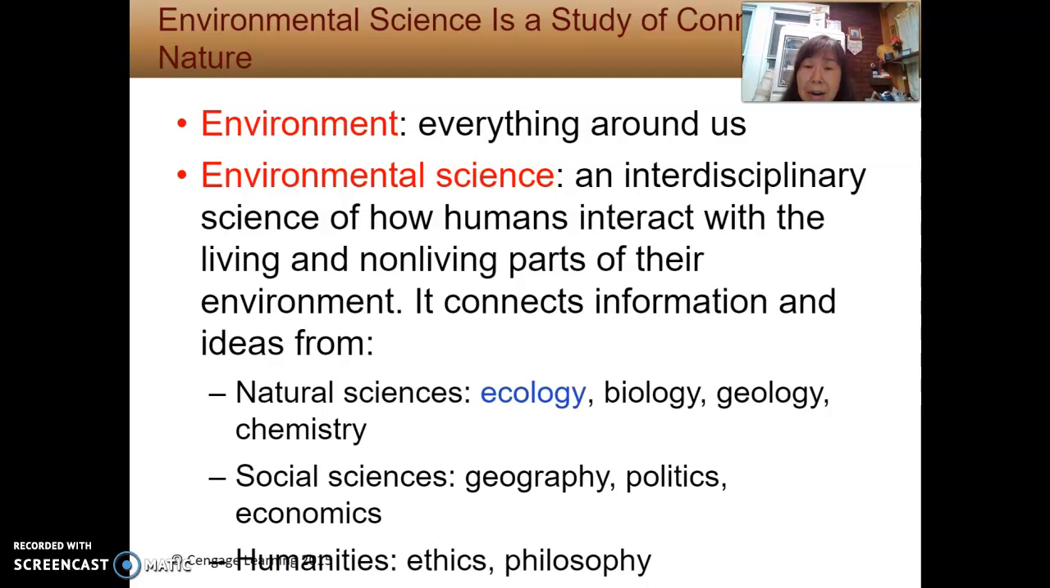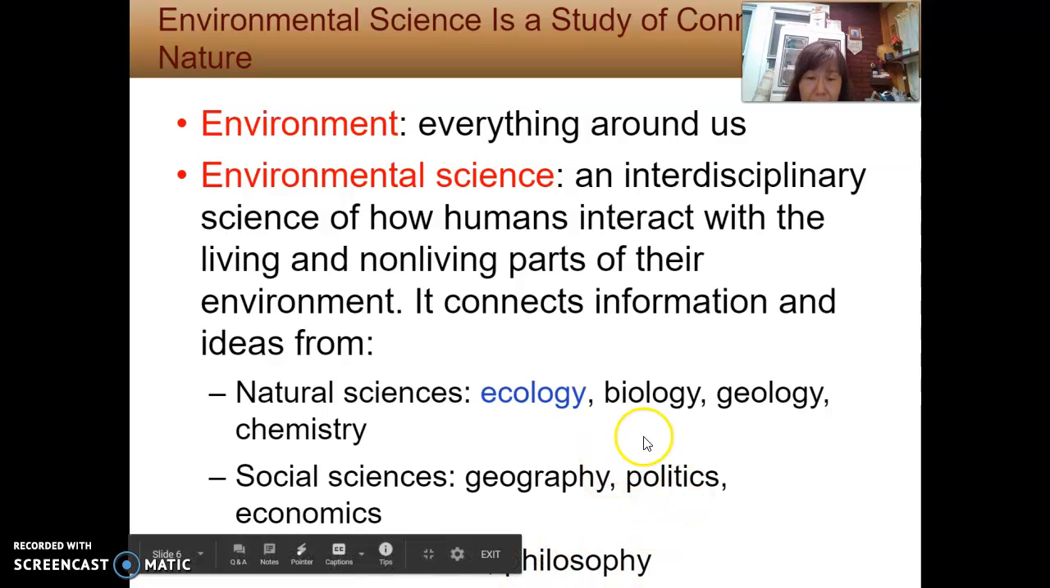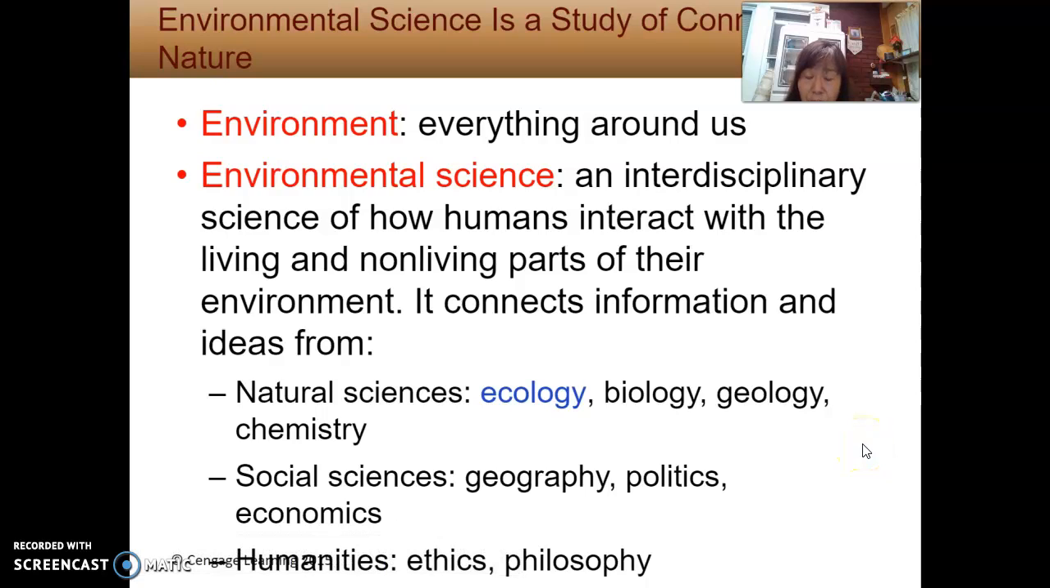The environment is everything around us. So environmental science is an interdisciplinary science of how humans interact with the living and non-living parts of their environment. It connects information from various subjects, such as natural sciences: ecology, biology, geology, and chemistry. And then social science: geography, politics, economics, and humanities, ethics, and philosophy. Among all those subjects, one important connection is ecology. You would have realized this, ecosystem.